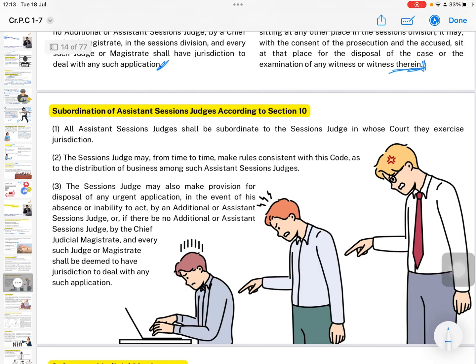Subordination of assistant judges, assistant session judge according to section 10. All assistant session judges shall be subordinate to the session judge in whose court they exercise jurisdiction. The session judge may from time to time make rules consistent with this code as to the distribution of business among such assistant session judges.